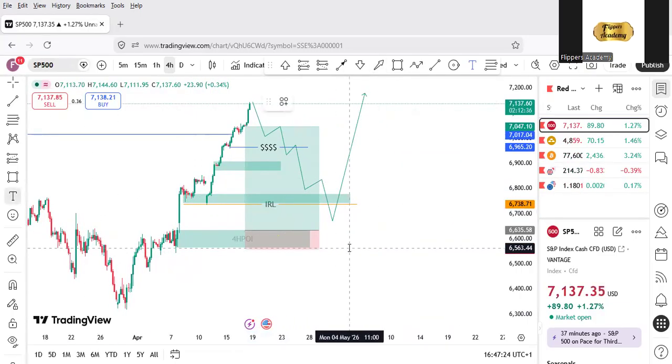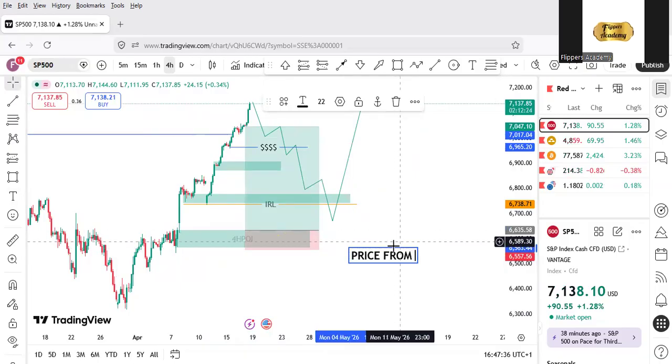The market doesn't do anything. Price moves from one liquidity to another liquidity. Price moves. That gives a lot of information that we did in this video. Price moves. I will post this on my YouTube.